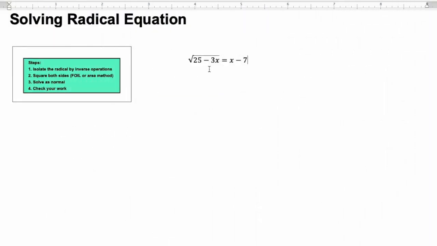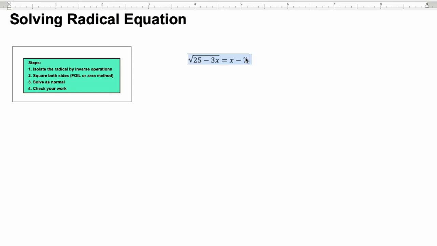So we moved on to another one. This one is going to have an extraneous solution. I can't tell anyway by just looking at it. The only way I can tell is by solving it out, and I know because I've just solved this one out before. Either way, let's go through and solve. Isolate the radical by inverse operations. Well, this radical is already isolated. It's on one side of the equation by itself. We don't need to worry about that.